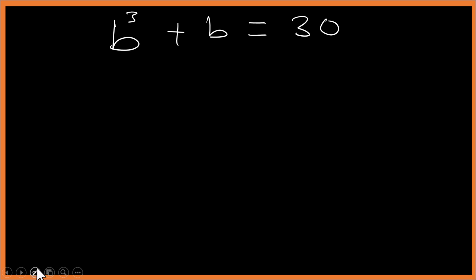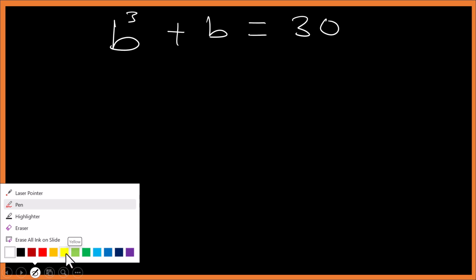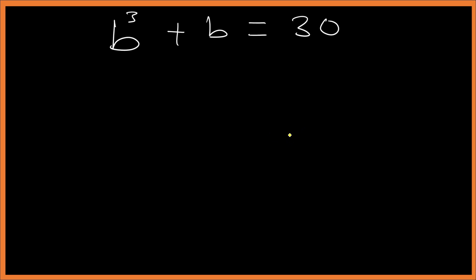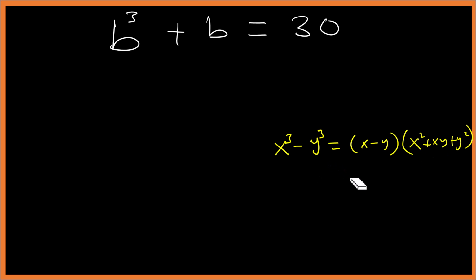All right, now before we proceed, let's understand the difference of cubes. When we're given x cube minus y cube, it is the same as x minus y, and we have x squared plus xy plus y squared. Now this difference of cubes is very powerful too. So we are going to arrange this one in such a way that we get something cube minus something cube.